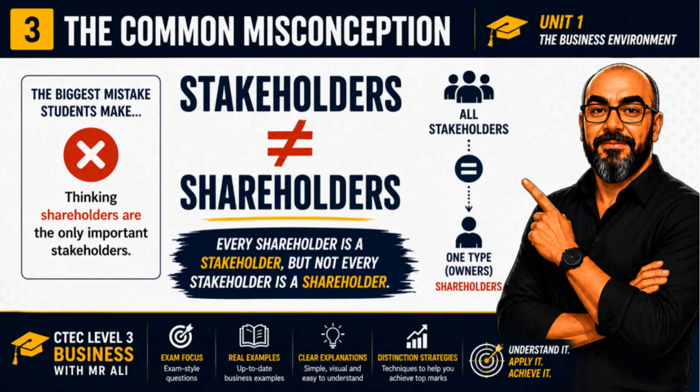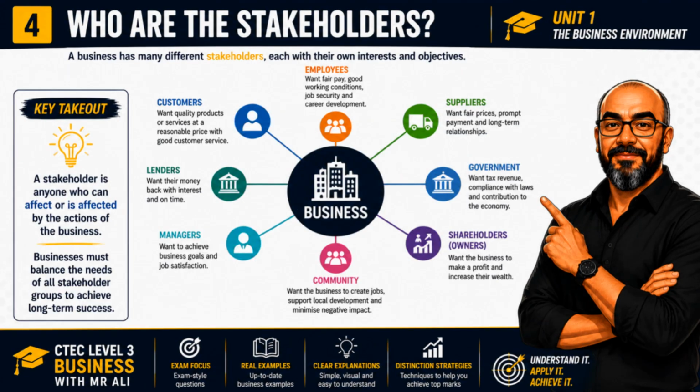So stakeholders do not equal shareholders. Shareholders are stakeholders, however, they are not the only stakeholders. The most common misconception is that all stakeholders are one type: owners. Every shareholder is a stakeholder, but not every stakeholder is a shareholder. It's the biggest mistake that we see. As we go through the different categories, you'll see exactly why that misconception is made and how damaging it can be when answering a question to do with stakeholders.